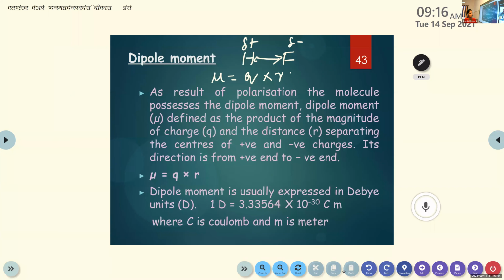Malavika, can you please read? Yes, ma'am. As a result of polarization, the molecule possesses the dipole moment. Dipole moment mu is defined as the product of magnitude of charge Q and the distance R separating the centers of positive and negative charges. Its direction is from positive end to the negative end. Mu is equal to Q into R. Dipole moment is usually expressed in Debye units. 1 D is equal to 3.33564 into 10 raised to minus 30 coulomb meter, where C is coulomb and M is meter. Okay.